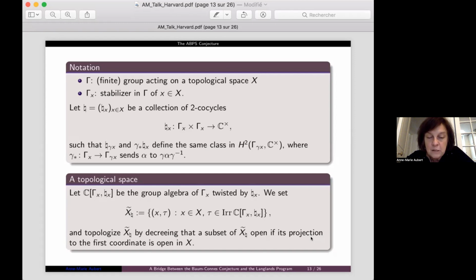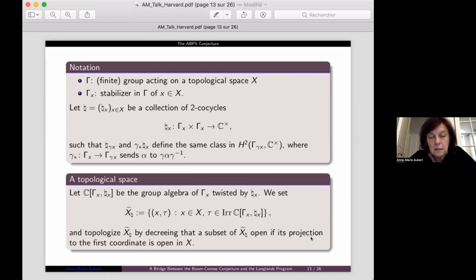We consider pairs of elements. One element is an element x of the space X, and the second element is a simple module of the twisted group algebra of Γ_x, of the isotropy group. And you can put a topology on this space by declaring that a subspace is open if its projection on the first coordinate is open in X. So this is a certain space.